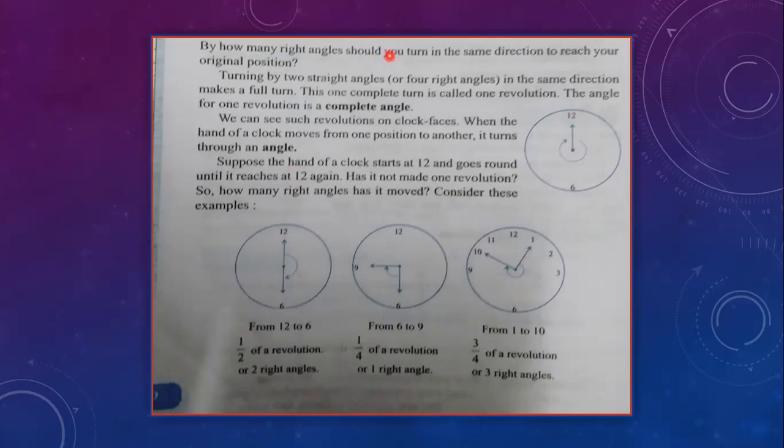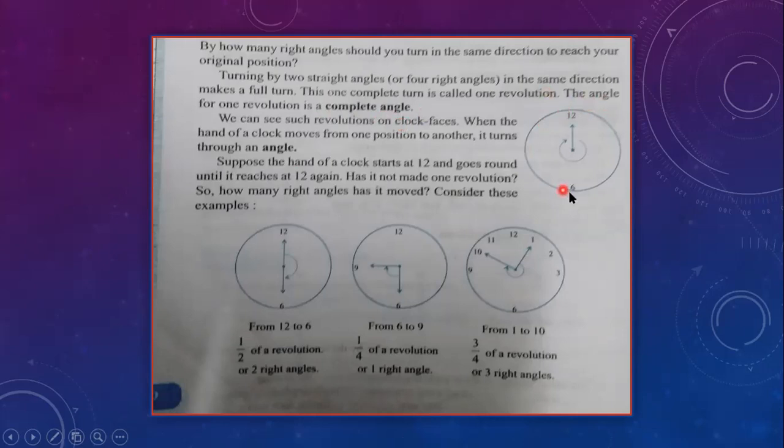By how many right angles should you turn in the same direction to reach your original position? That means when we are standing here, if you want to complete one direction, how is it possible? See, turning by two straight angles or four right angles in the same direction makes a full turn. This one complete turn is called one revolution. The angle for one revolution is a complete angle.